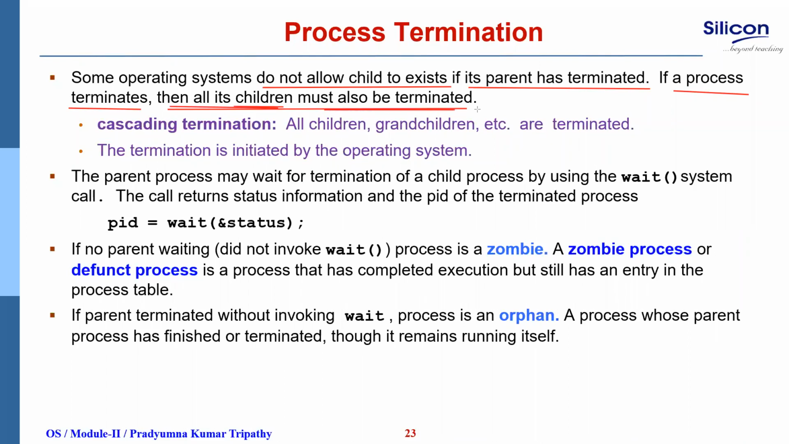If a parent process terminates, then all its children must also terminate. Many operating systems don't allow otherwise. So if you are terminating, it will terminate along with all its children. That is called cascaded termination. All children, grandchildren, etc. are terminated.